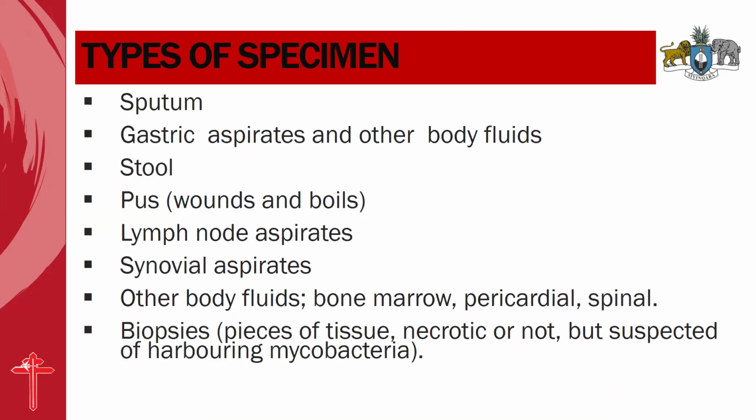Then the types of specimen: we have sputum, gastric aspirates and other body fluids. We have stool. We have pus, which includes wounds and boils, lymph node aspirates, synovial aspirates, and other body fluids, which can be bone marrow, pericardial and spinal fluids. Then we have biopsies, which are pieces of tissue.